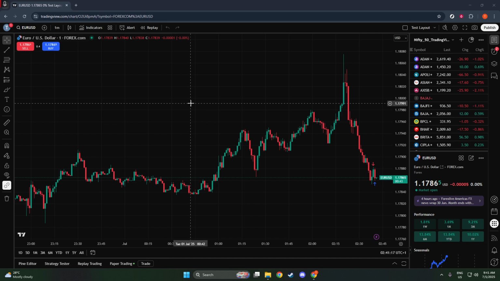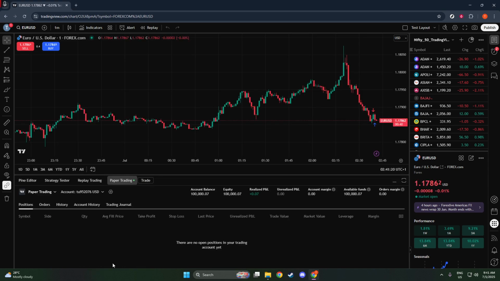Once you have your chart open, move your attention to the bottom of the screen. Here, you'll find a tab labeled Trading Panel. Click on that. This panel is your gateway to accessing various trading options and broker connections available through TradingView.